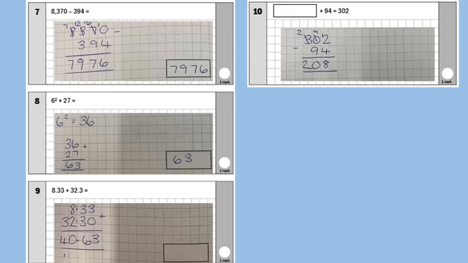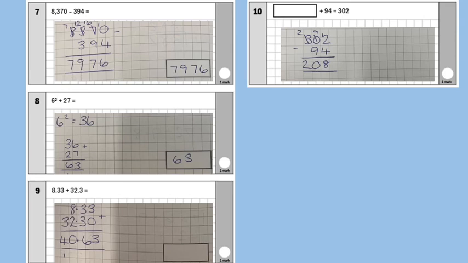So as you can see below, I've written out my numbers, putting them into the correct column for their place value, and I have added a 0 to the end of 32.3 just to make it clear to me in my mind that there is no value in that place value column when I am adding the 3 from the 8.33 to it.